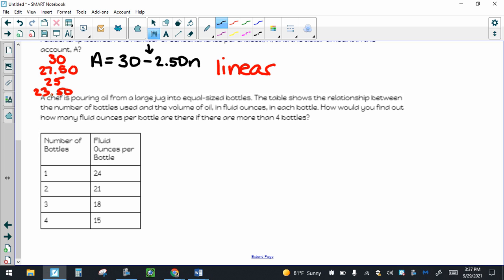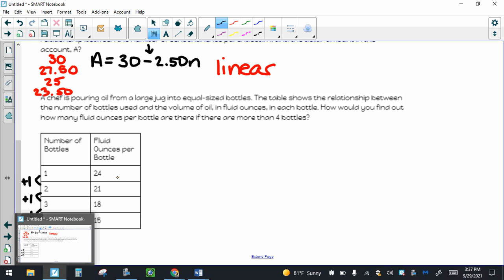All right, the next one says the chef is pouring oil from a large jug into equal size bottles. The table shows the relationship between the number of bottles used and the volume of oil in fluid ounces in each bottle. How would you find out how many fluid ounces per bottle there are if there are more than 4 bottles? So basically, this is asking us, continue the pattern, describe the pattern, and let's figure out if it's linear or nonlinear. Well, the number of bottles, if I'm looking over here, is adding 1 each time, right? So if I wanted more than 4 bottles, I'm basically just asking to continue this pattern down.